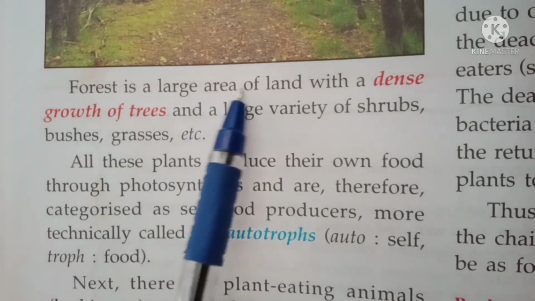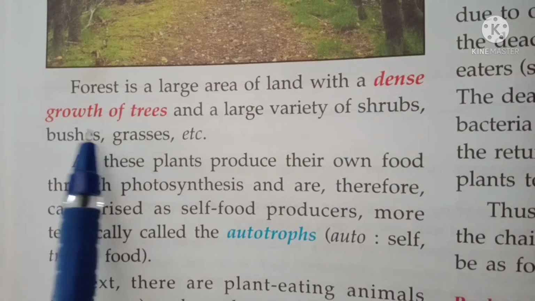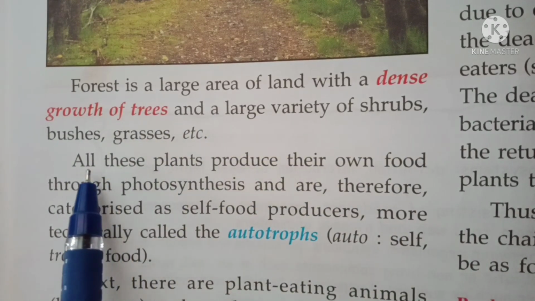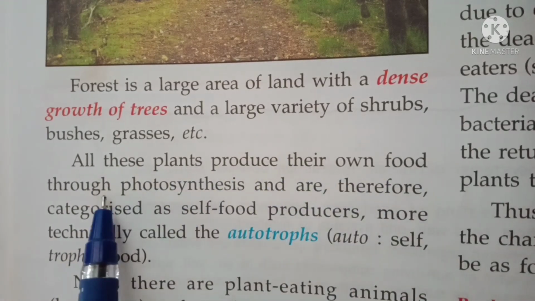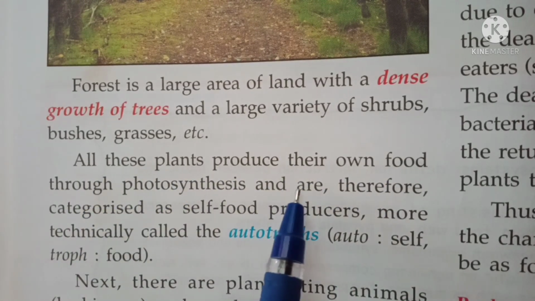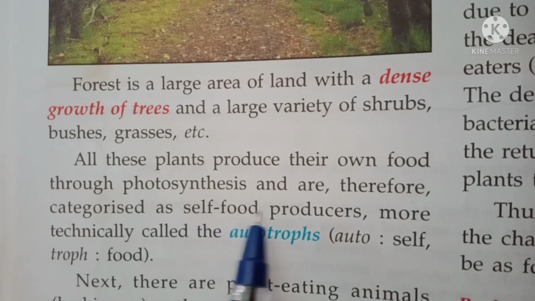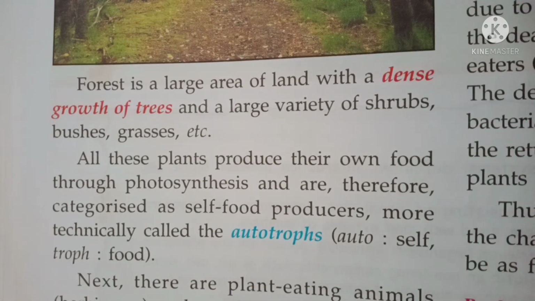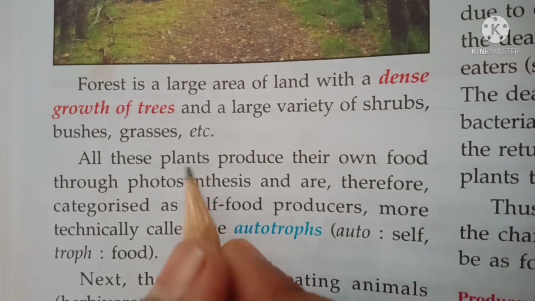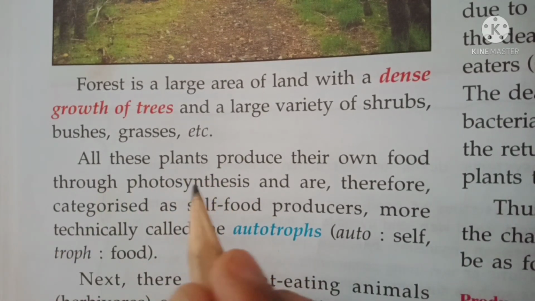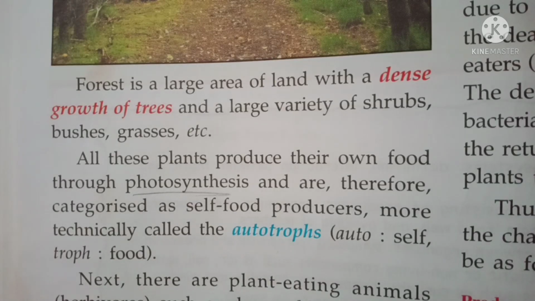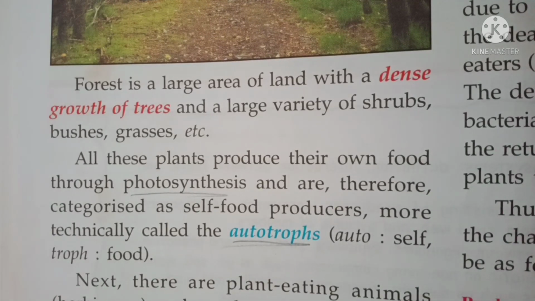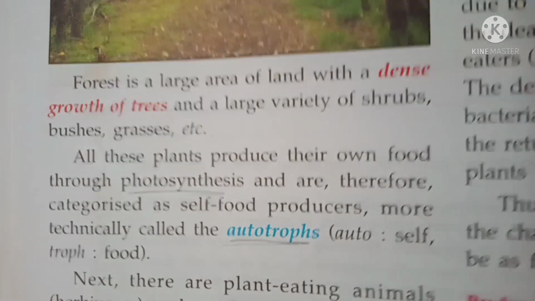Forests are large areas of land with dense growth of trees and a large variety of shrubs, bushes and grasses. All these plants produce their own food through photosynthesis, and are therefore categorized as self-food producers, more technically known as autotrophs. In our lower classes we also learned that all plants can prepare their own food by the process called photosynthesis. So they are known as autotrophs. Autotrophs are those which can prepare their own food.